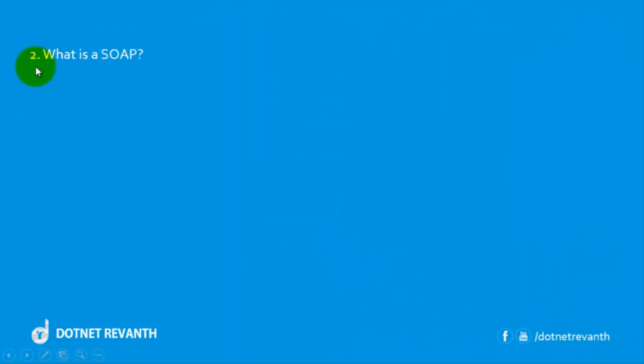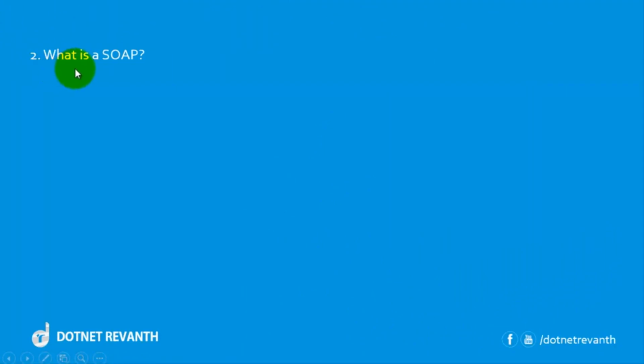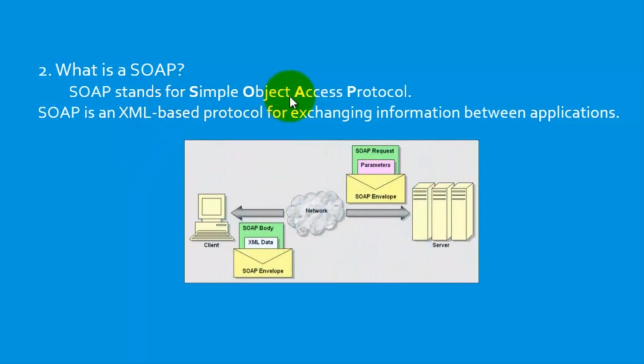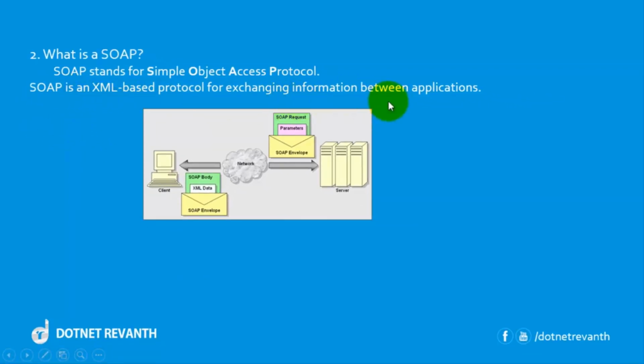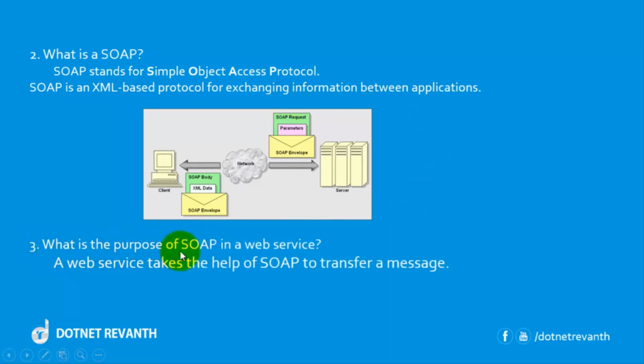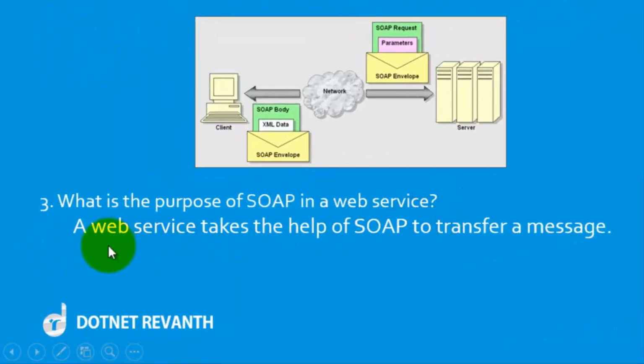Second question, the basic and most important interview question: what is SOAP? SOAP stands for Simple Object Access Protocol. SOAP is an XML based protocol for exchanging information between applications. SOAP uses the basic open standard XML for exchanging data between applications. Third question: what is the purpose of SOAP in a web service? SOAP uses open standard XML based applications for communication of data. SOAP is used for transferring data.